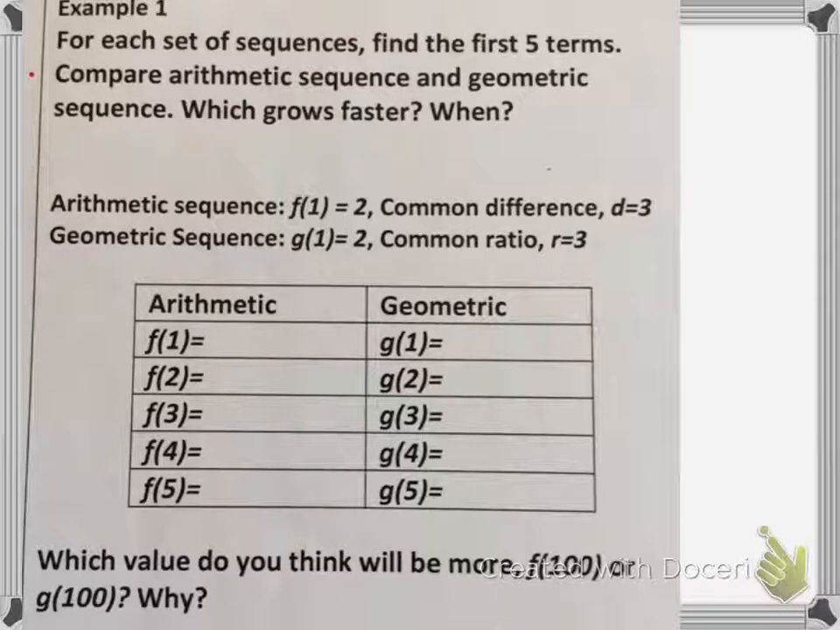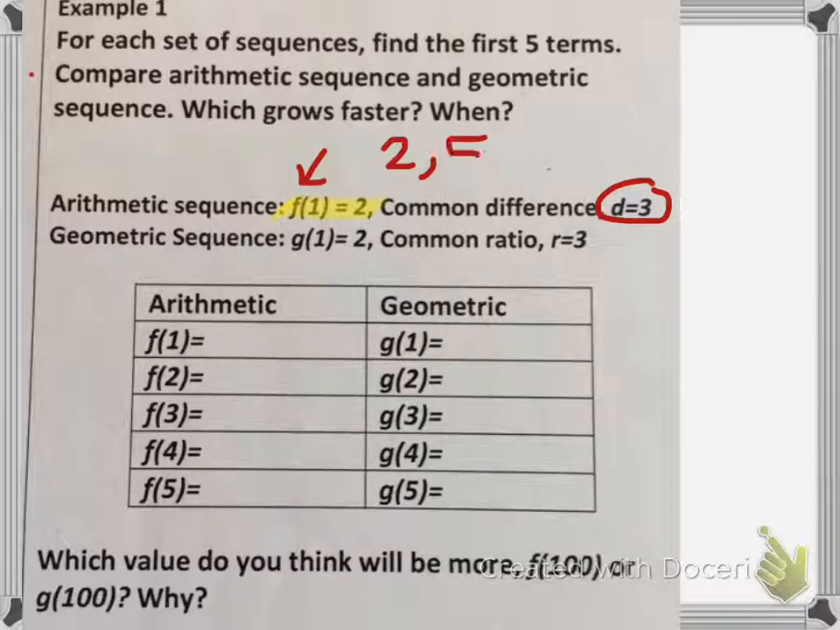It says the arithmetic sequence is f of 1 equals 2. The common difference is 3. So I want to remind you what this means, because we used this a couple of days ago, but you might have forgotten. That f of 1 means the first term. So if the first term is 2 and the common difference is 3, then I know how to find the next term. The next term would be adding 3 to 2.